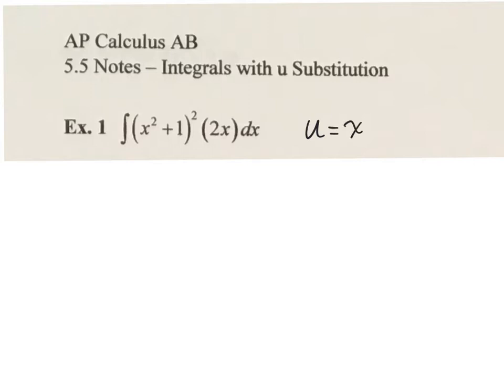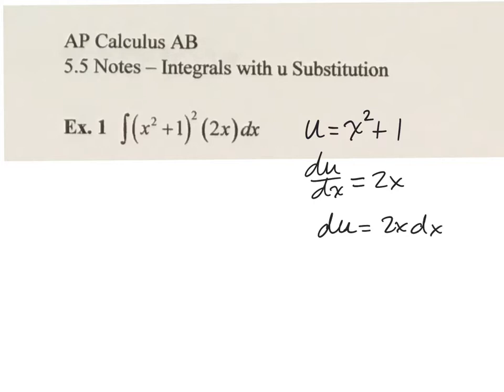So u is going to be equal to x squared plus 1. Now the next thing you're going to do is take the derivative of u. So we're going to find du dx, the derivative of u with respect to x, and that would be 2x. And then we're going to rewrite that. We're going to solve this little equation for du. What that would mean is we would need to multiply both sides by dx. So that would give us du equals 2x dx.